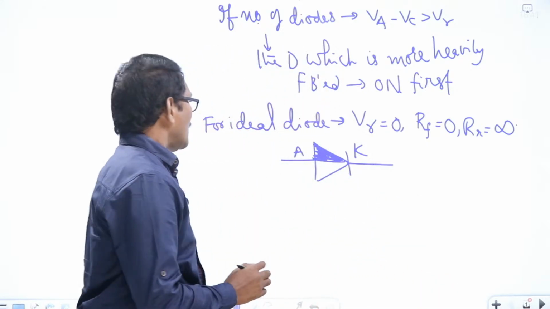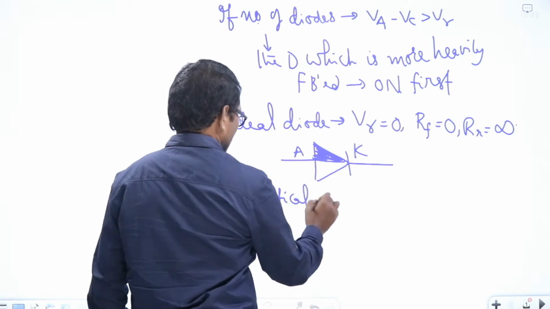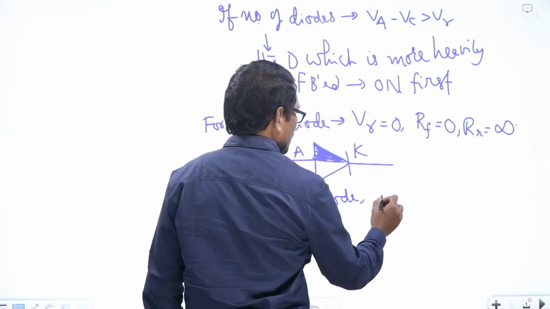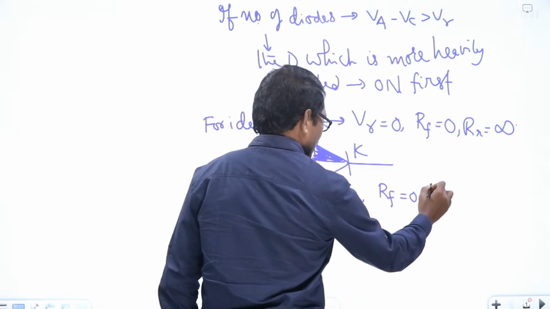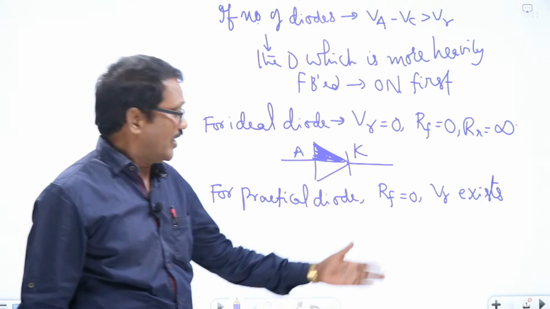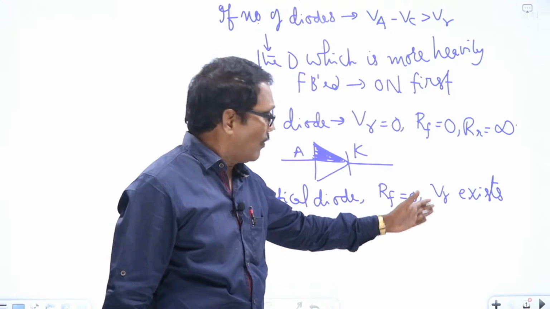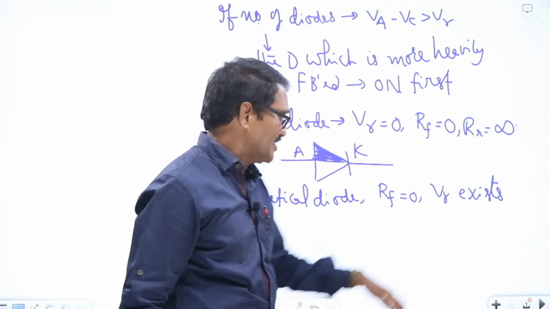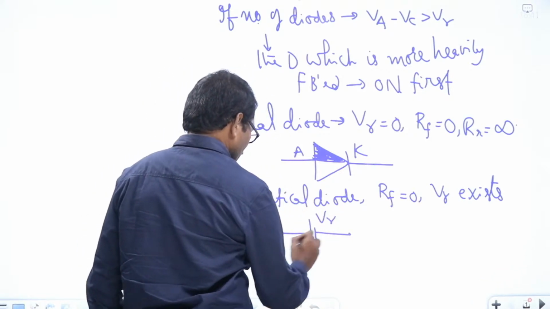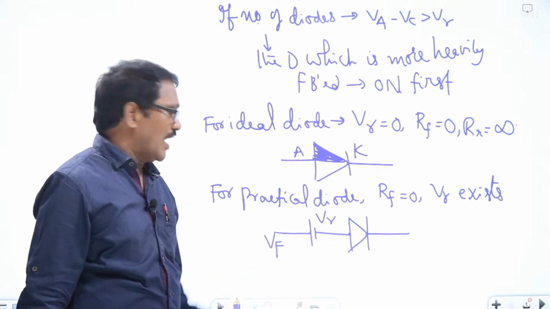All right. On the other hand, for a practical diode, V gamma cannot be neglected. Even if we can assume RF is 0, V gamma exists. What does it mean? To introduce current conduction in a practical diode, the external voltage applied across the diode must exceed the V gamma value. This is schematically represented like this. This is V gamma, and this is forward voltage. Then this is the diode. This is how the practical diode is represented.